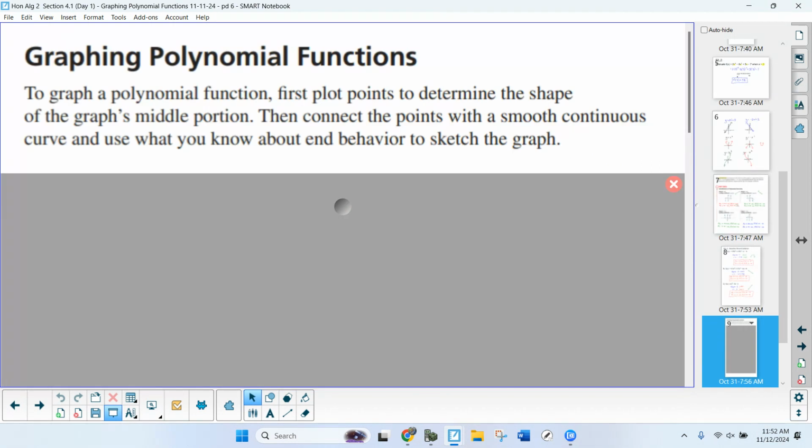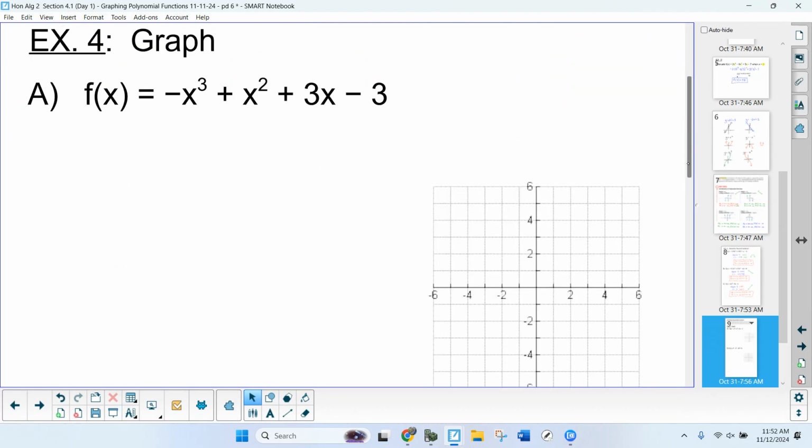All right. Now we're here. This is where we are now. Graphing a polynomial function. So when you graph a polynomial function, we're going to plot enough points to determine the shape of this graph. So let's just kind of take a look at this.